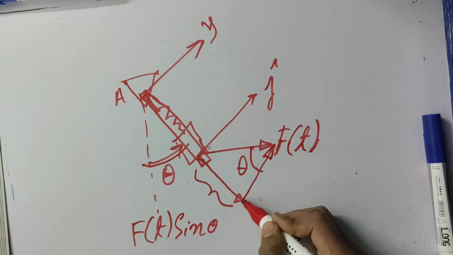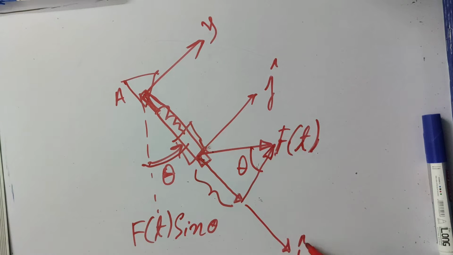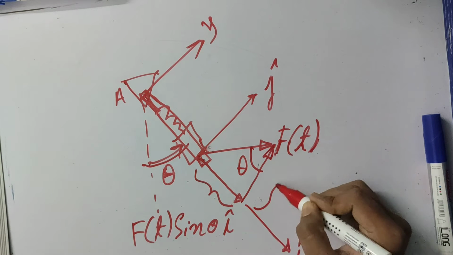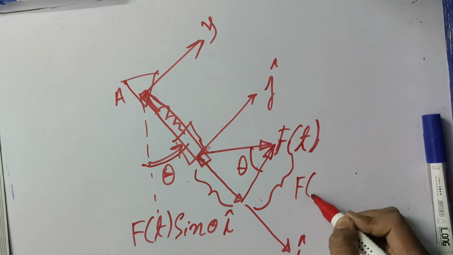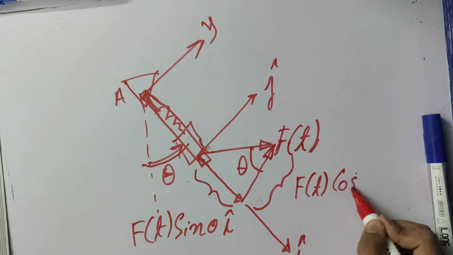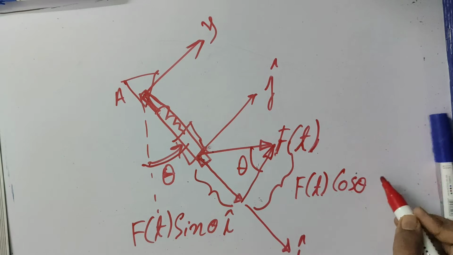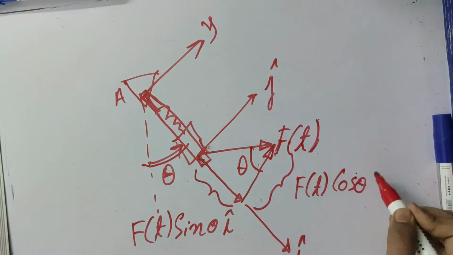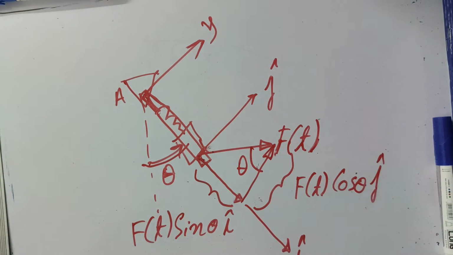So F of t sine theta, and what's the direction of this axis? It's the i direction, i cap. What is this component? F of t cosine theta, and this direction is j cap. So basically j direction, j cap.